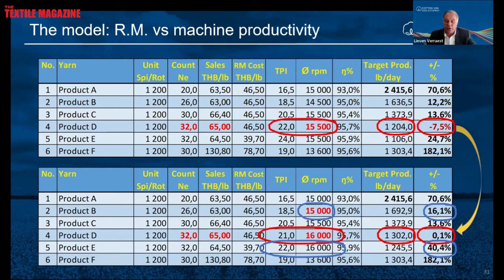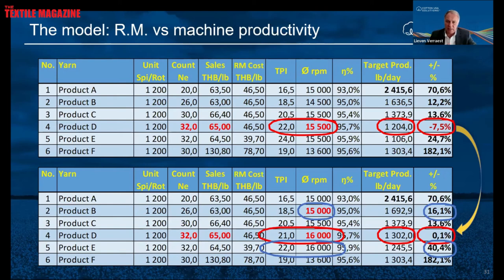If you look at the other one, you can analyze these data, and you can see that by increasing your RPM, your spindle speed, or by decreasing your twist factor, you might get into green figures already. For product E, for instance, if you are also able to increase your RPMs, you will be able to increase the profitability of this yarn from 24.7% to 40.4%.